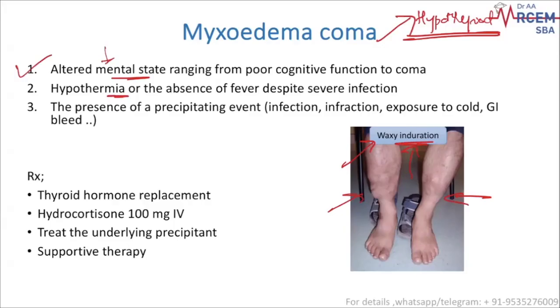Look at the temperature. Usually they will be hypothermic. In certain conditions, the temperature might be in the normal range. Normal range, why? Because significant infection is present.